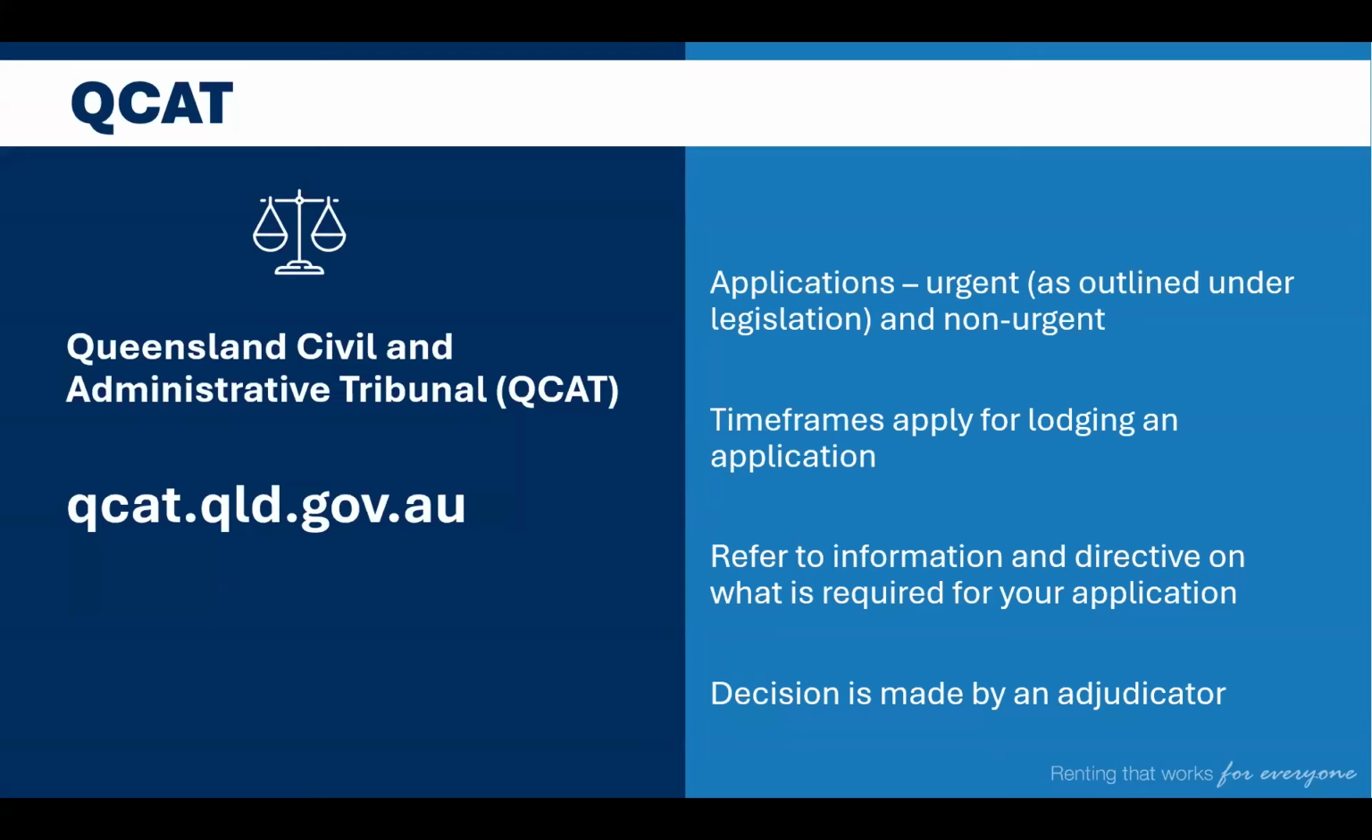The decision is made by the adjudicator on the day and is based on the evidence you provide with your application, and on the day, it is a case-by-case basis for the outcome. Now, please refer to qcat.qld.gov.au for further information about this process.